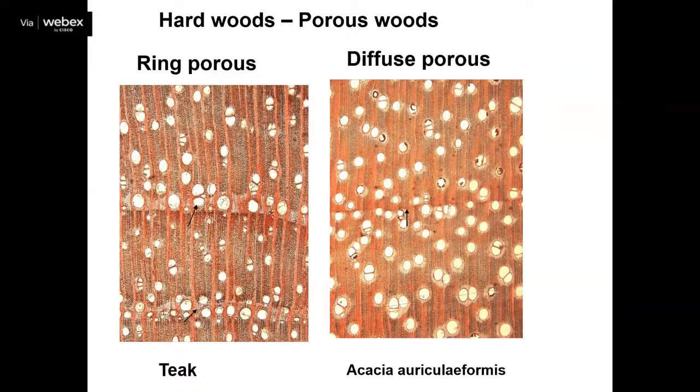In the beginning of the year, vessels are big in size. As the year ends, the size of the vessels gradually decreases. Next year, again a line of parenchyma delimiting the growth ring forms, vessels are big in size, and again gradually decrease. This pattern keeps repeating. Whereas in diffuse porous wood, even though growth rings are present, all the vessels are of almost the same size. There is no early wood and late wood differentiation in diffuse porous wood.